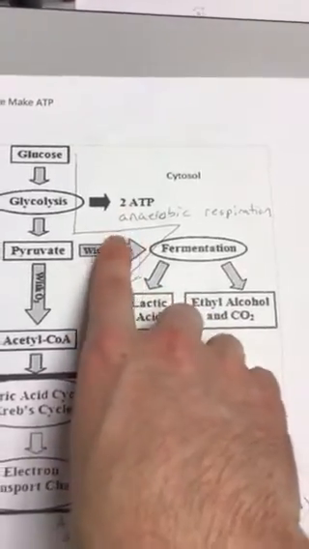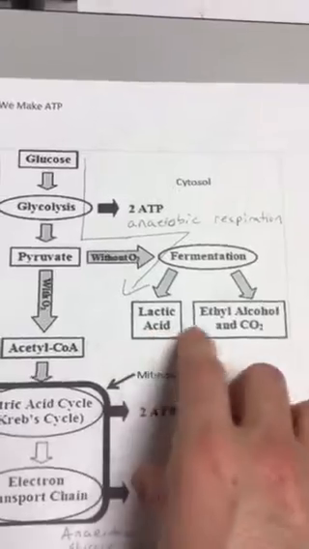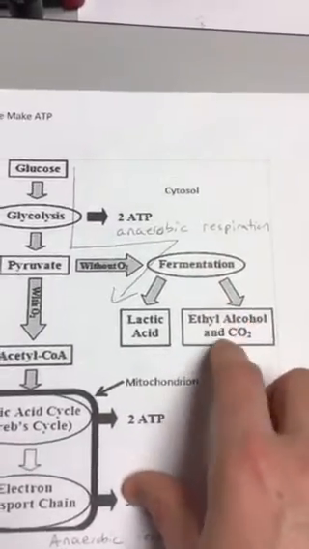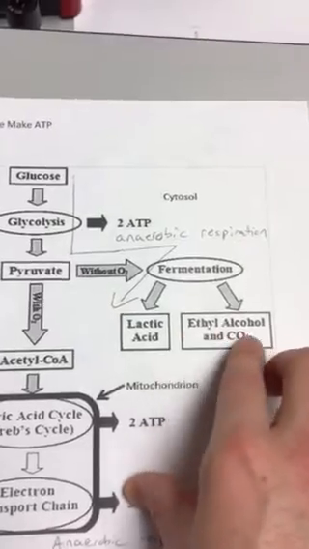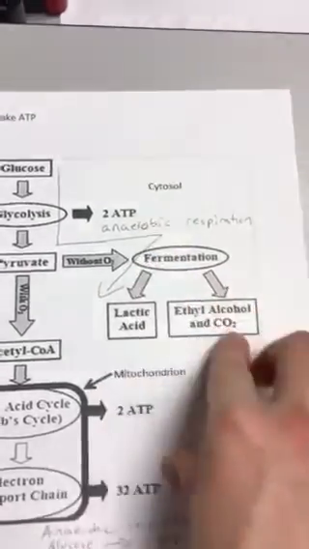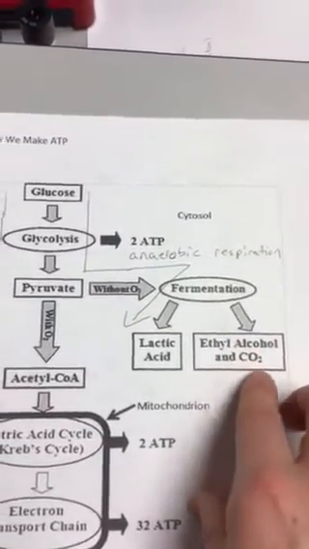Highly inefficient. And we produce this nasty byproduct, lactic acid. You'll see it says ethyl alcohol and CO2. This is in plants and yeast and stuff like that. We do not produce ethyl alcohol and CO2. That would be bad. Basically, if you were low on oxygen, you would be getting drunk the entire time. That would not be a good adaptation, obviously.